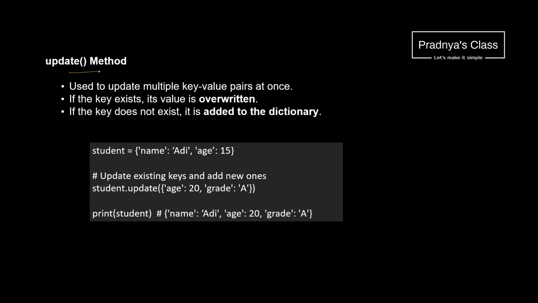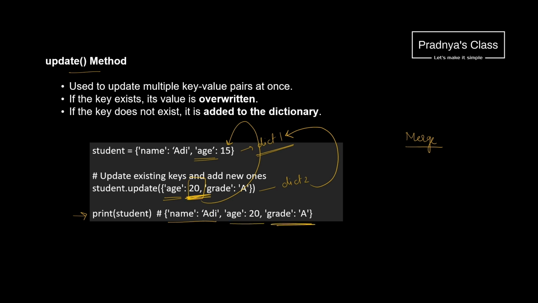Then what about the update method? It merges two dictionaries. Look at the simple example. This is dictionary 1 and here is dictionary 2. Dictionary 2 will get merged with dictionary 1 and the changes will happen in dictionary 1. Note down this important point. If the key already exists in the original dictionary, the value will get overwritten. Look at the output. When we print the dictionary, name is as it is, but age is nothing but 20. And here is the third element.